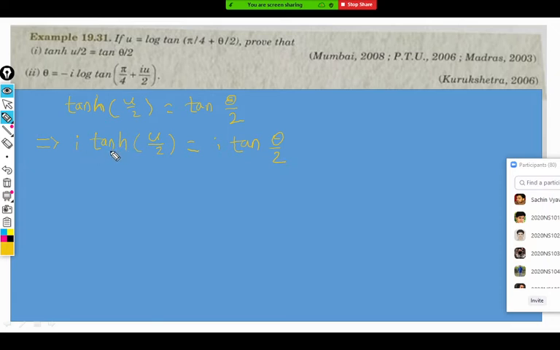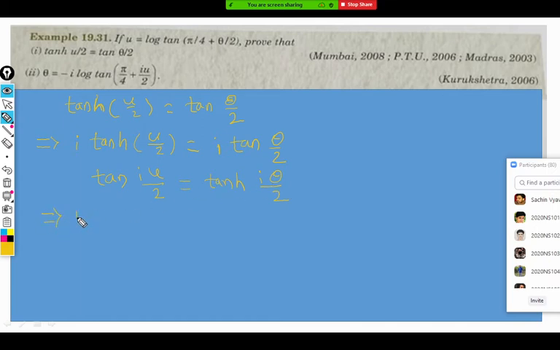Now we know tan is an odd function. So when we take this iota inside, hyperbolic is converted into circular, and it becomes tan of iu by 2. I times tan hyperbolic u by 2 is tan of iu by 2. The same thing will happen on the RHS. If we take i inside, this tan becomes tan hyperbolic, and this becomes i theta by 2.